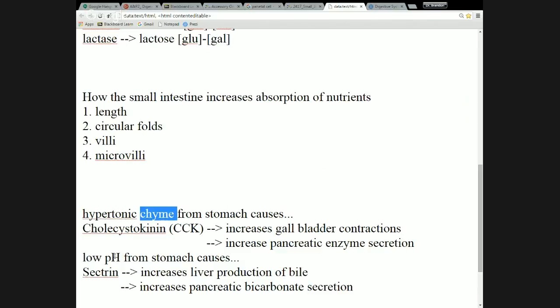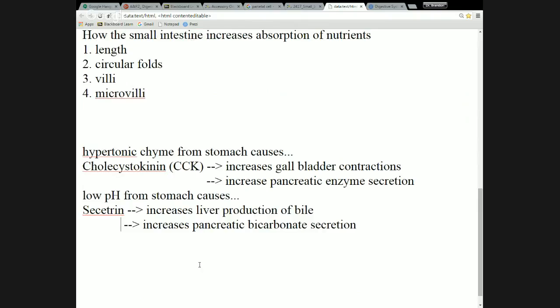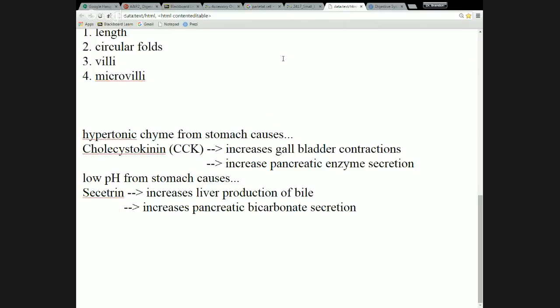When stomach acid gets into the small intestine, that causes secretin to be released, sorry, I spelled that wrong, and the liver produces more bile, and the pancreas secretes bicarbonate, which will help to neutralize the stomach acid as it gets into the small intestine. Now, I'll come back to this slide if you didn't quite write it all down.